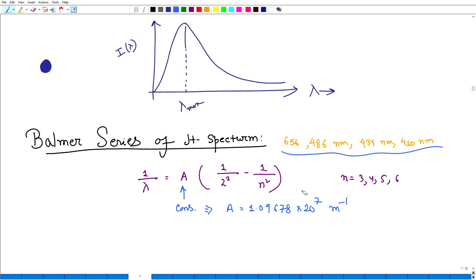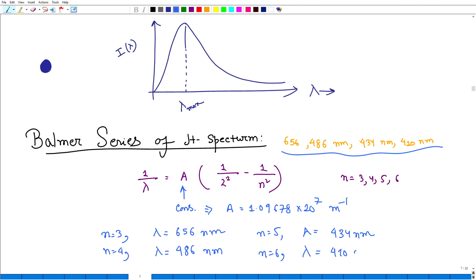So for n equals to 3, you will obtain that lambda is 656 nanometer. For n equals to 4, the lambda will be 486 nanometer. For n equals to 5, it will be 434 nanometer, and for n equals to 6, the lambda will be 410 nanometer. You can put n equals to 7, 8, 9, but in that case the lambda will be less than 400 nanometer. That means it will not remain in the visible range. That's why Balmer did not consider it. He was considering just the visible range. If you put 7, 8, 9, that will be in the ultraviolet region.